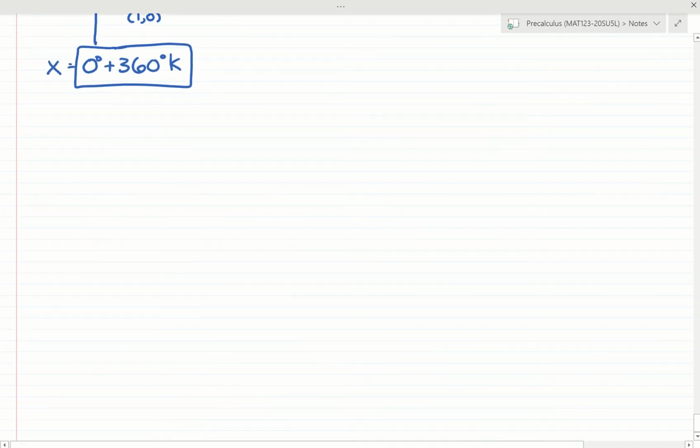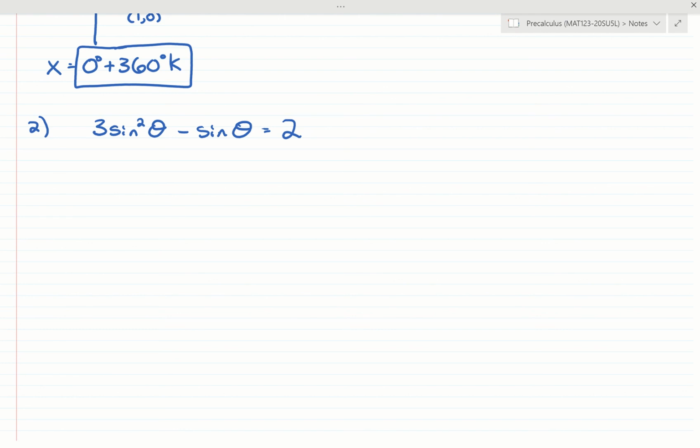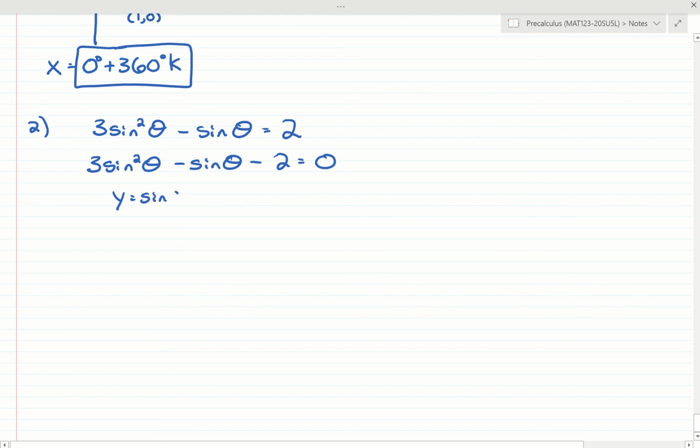Let's do a couple more. What about if we had 3 times the sine squared of theta minus the sine of theta is equal to 2? Now when we're solving advanced equations, generally we have it always equal to 0, and then we work from there. So I'll bring the 2 on the other side, and I think we're going to have to be using quadratic techniques again for this. So we'll substitute y in for sine, and then we'll factor this like we usually do.